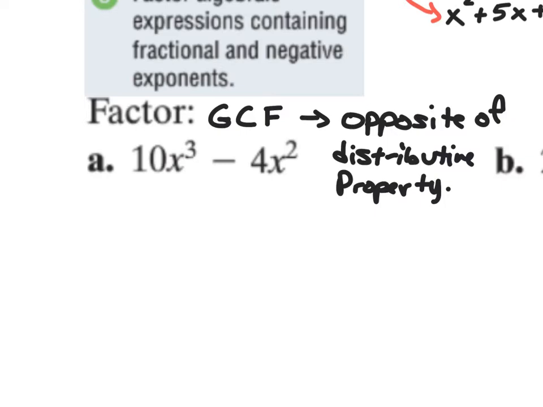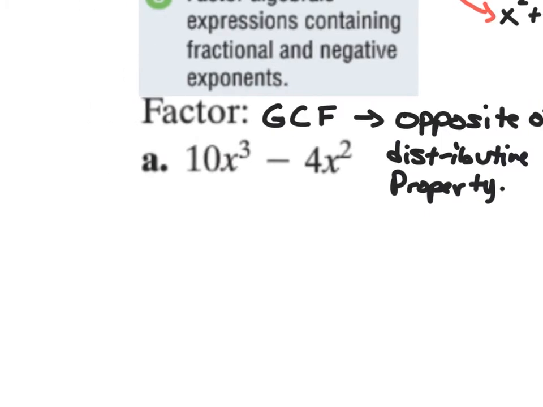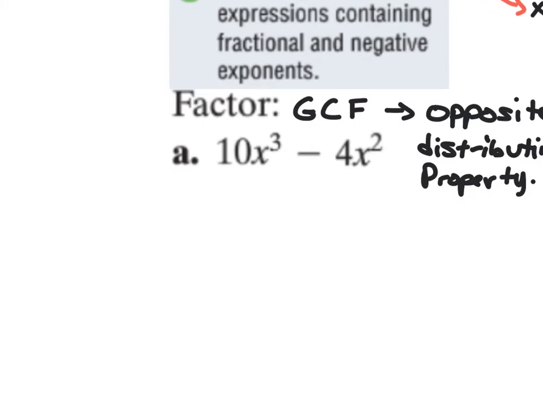Let's think of the numbers 10x cubed and 4x squared. Let's just take the numbers first, which are 10 and 4. And I'm going to list off the factors of 10 and the factors of 4. Now, the factors of 10 are going to be 1, 2, 5, and 10. And how I know that: 1 and 10 multiply together to give me 10. 2 and 5 multiply together to give me 10 as well. Those are the only numbers that are going to multiply to 10.